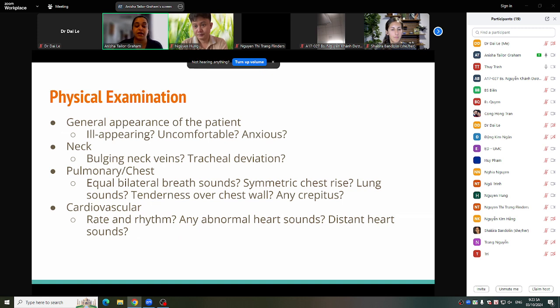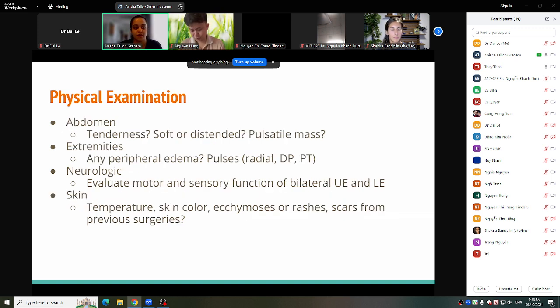And then what is the rate and rhythm of their heart? Are there any abnormal heart sounds? Do their heart sounds sound distant? Do we need to be concerned that they might have a pericardial effusion or tamponade?